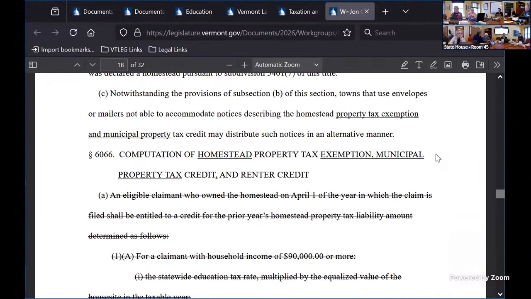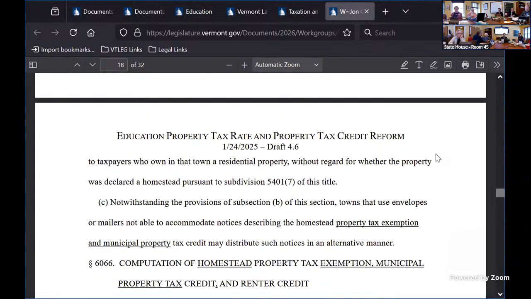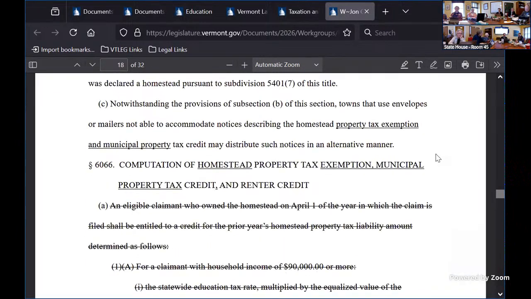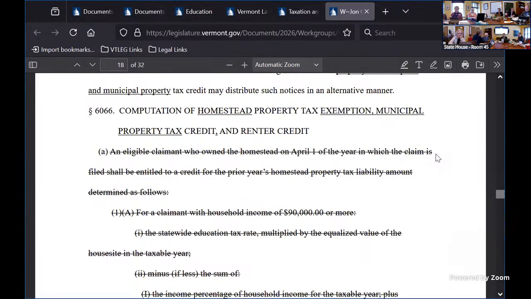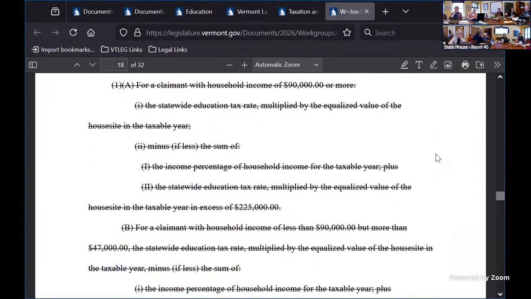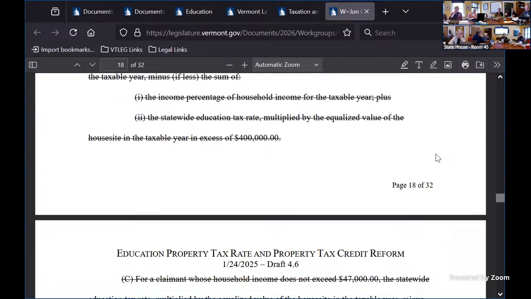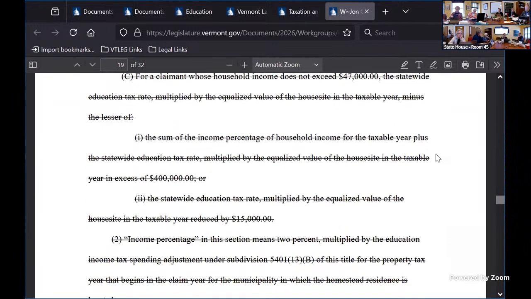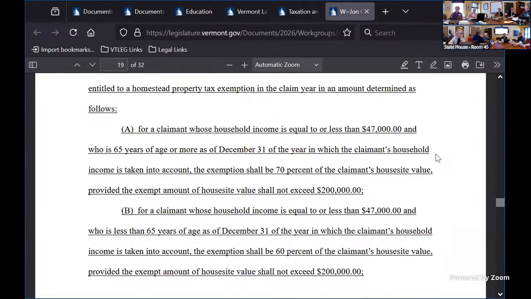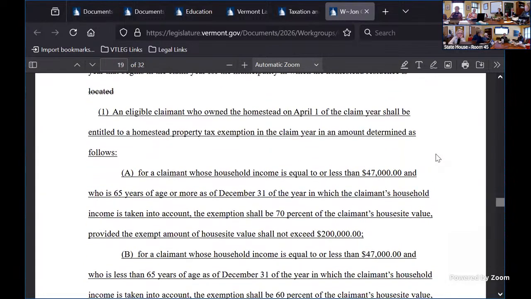So section 6066, this is on page 18. This is where we find our existing property tax credit. You're seeing repealed here the existing property tax credit, and it's being replaced by this homestead property tax exemption. This is what we're talking about when we talk about income sensitivity measures. The new income measure is the way that I would describe this, repealing all of the education property tax credit pieces here. And then starting midway through page 19, this is the creation.